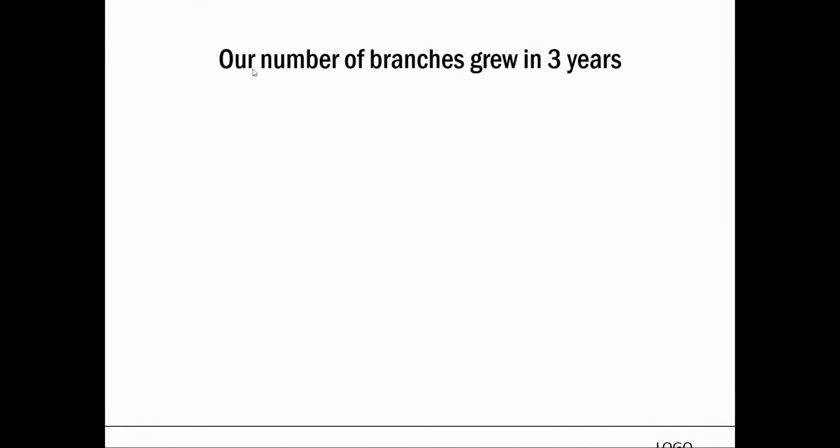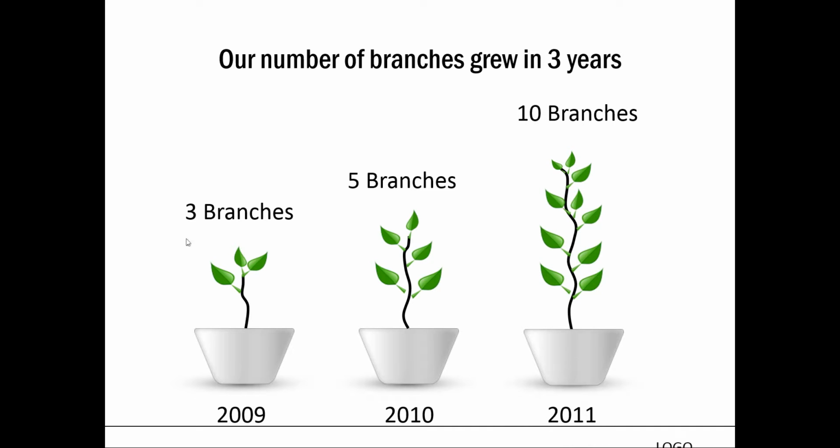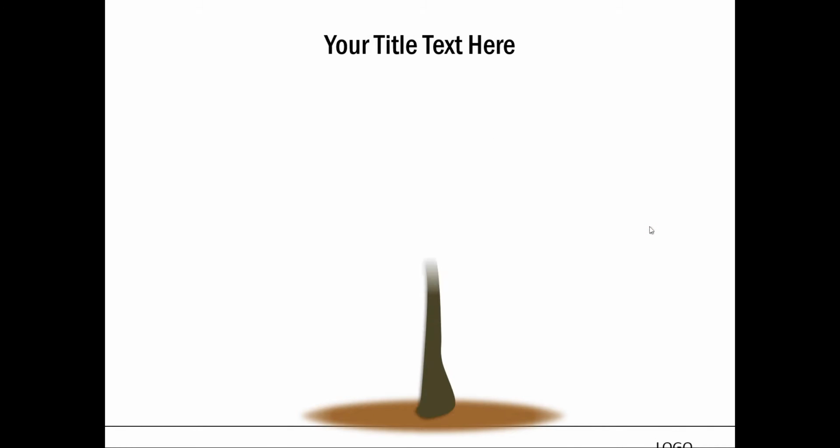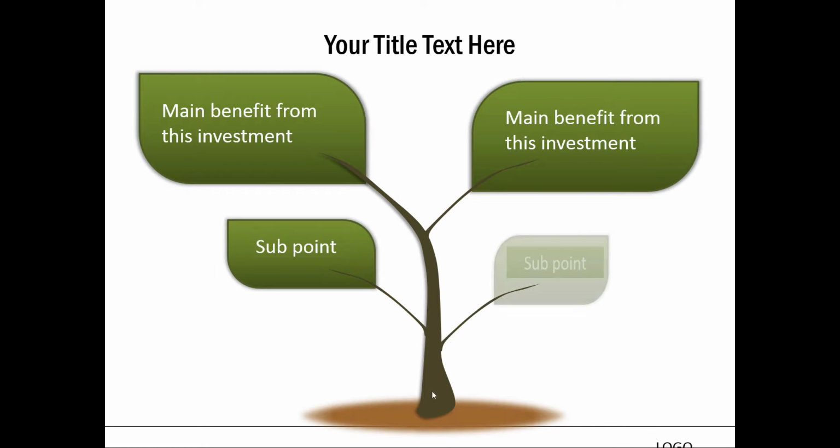Let us go to another example template where we want to show the number of branches that have grown over the years. You can see that these leaves, this plant, is taken as a metaphor for growth, with 3 branches, 5 branches, 10 branches, etc. This is one simple way to create an infographic. And in this, we show how the various benefits stem out of a single core feature. So that is another way in which you can use the metaphor of plants, trees, etc.